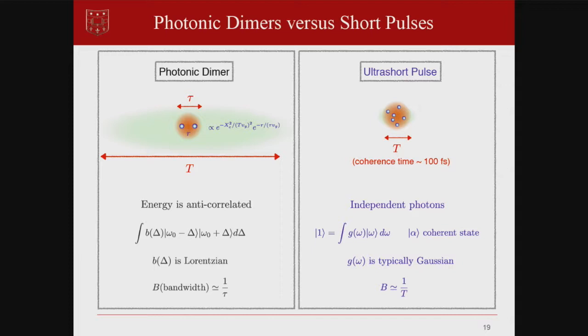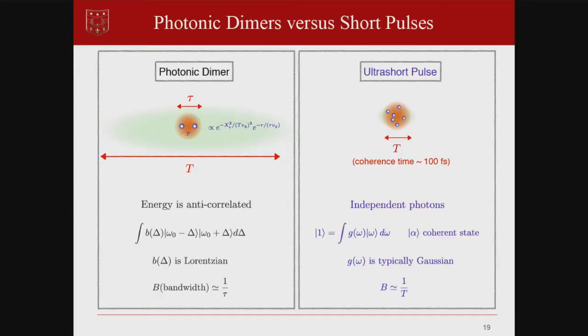On the other hand, for an ultra short pulse, the photons are independent of each other. They obey the Poisson distribution, and it can be built from the single photon state. Each one is typically Gaussian, so the bandwidth is determined by the single photon coherence time. For a photonic dimer, the bandwidth is determined by the width of the relative wave function.